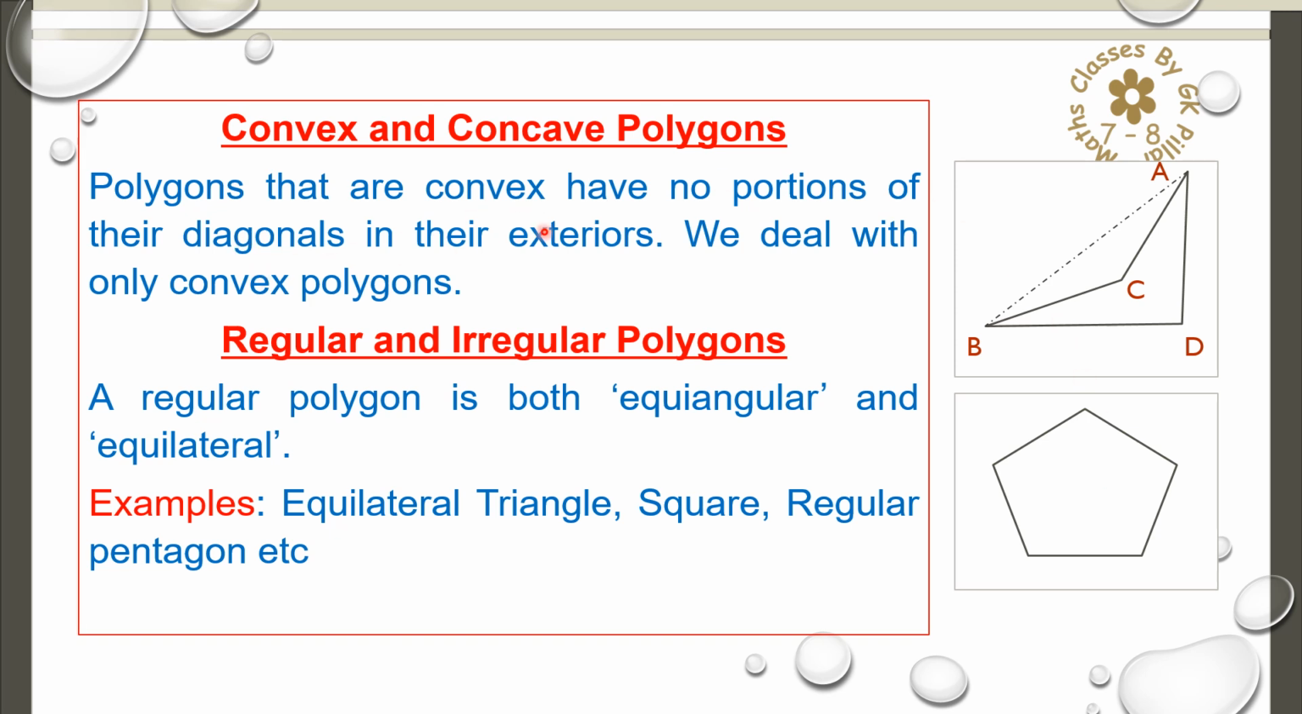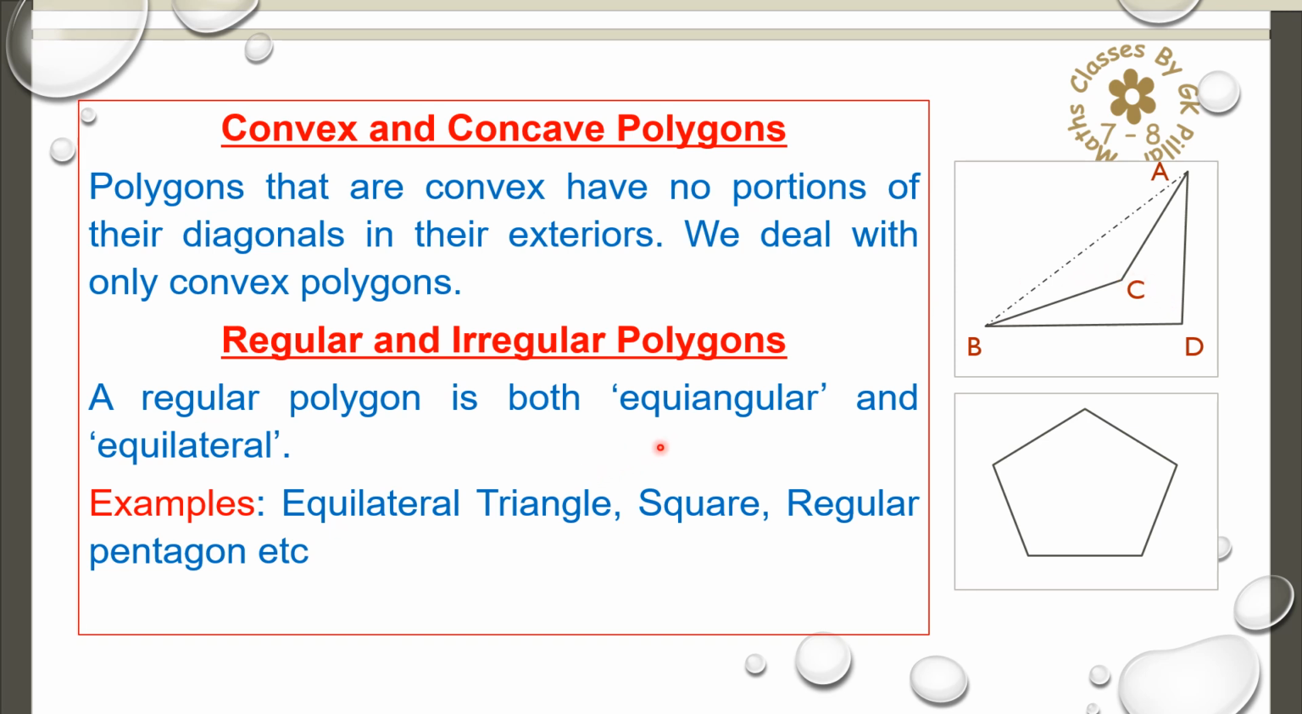Polygons that are convex have no portions of their diagonals in their exteriors. Here you can see one of the diagonals is outside the quadrilateral. So this is a concave polygon. There is a figure at the end of your chapter Quadrilaterals showing this. Here the total interior angles, normally the total interior angles of a quadrilateral is 360 degrees, but in this case that does not hold.